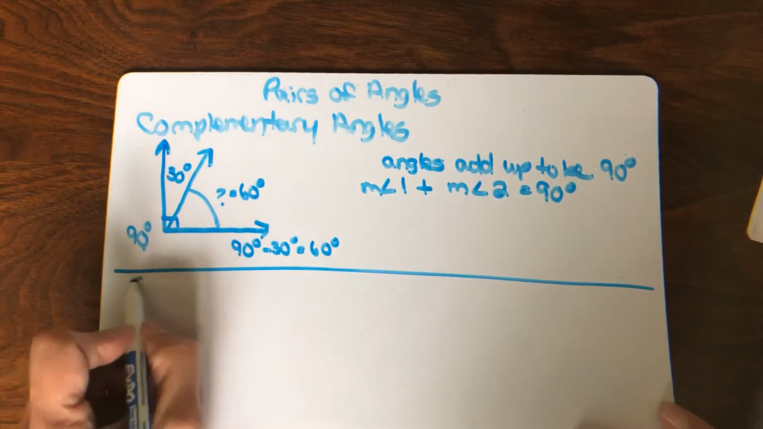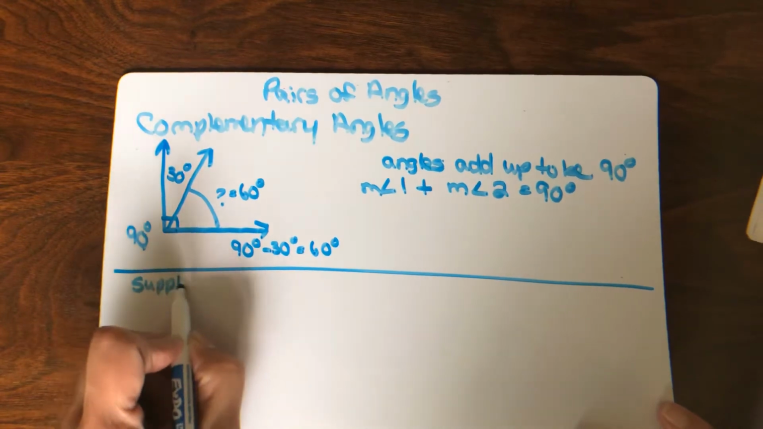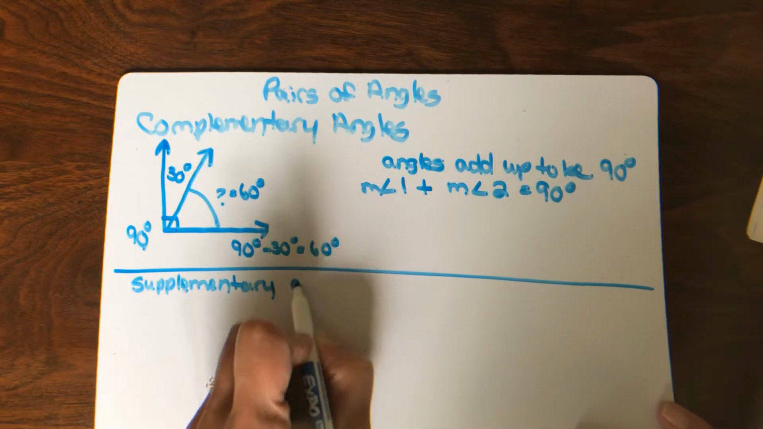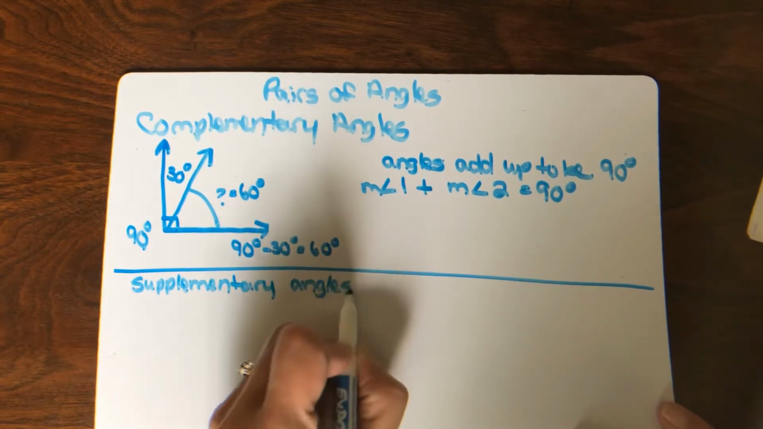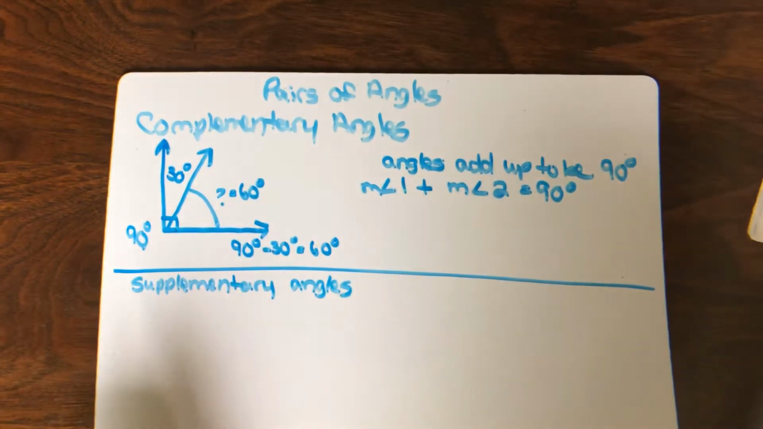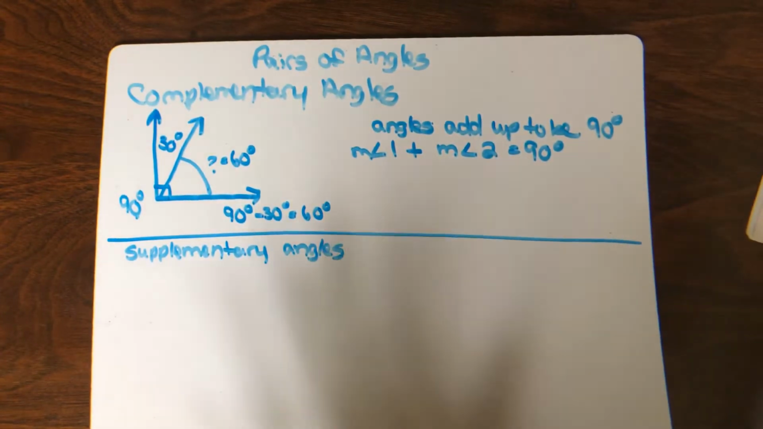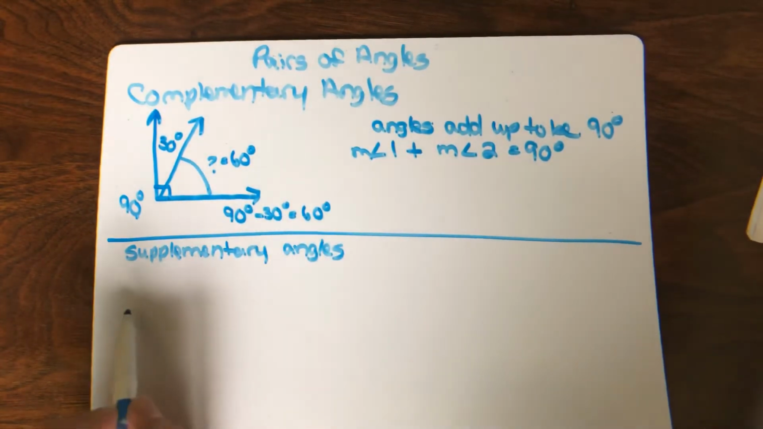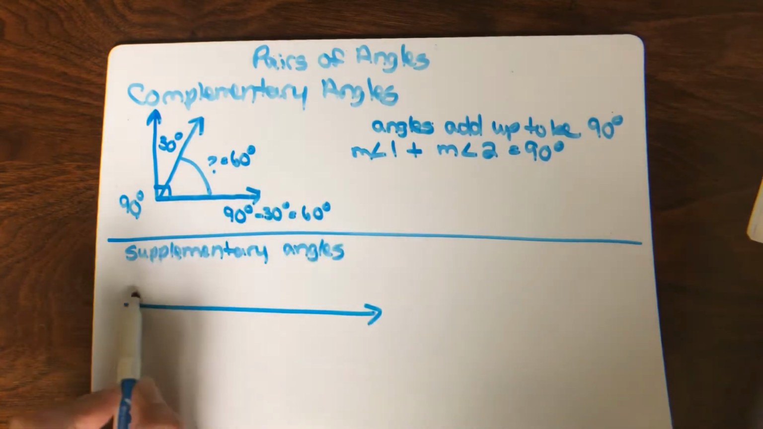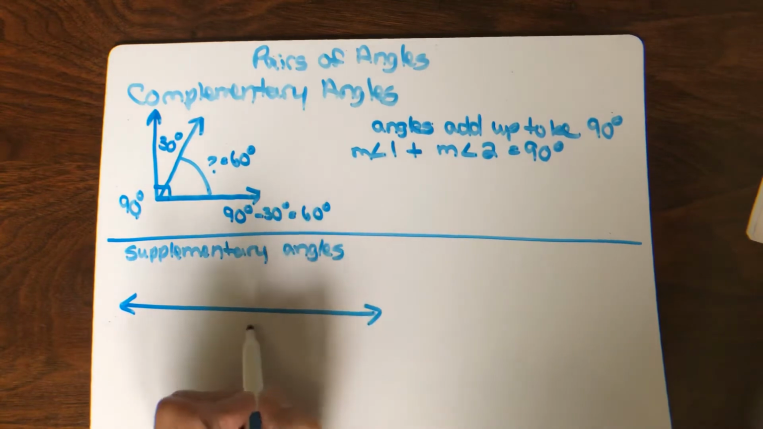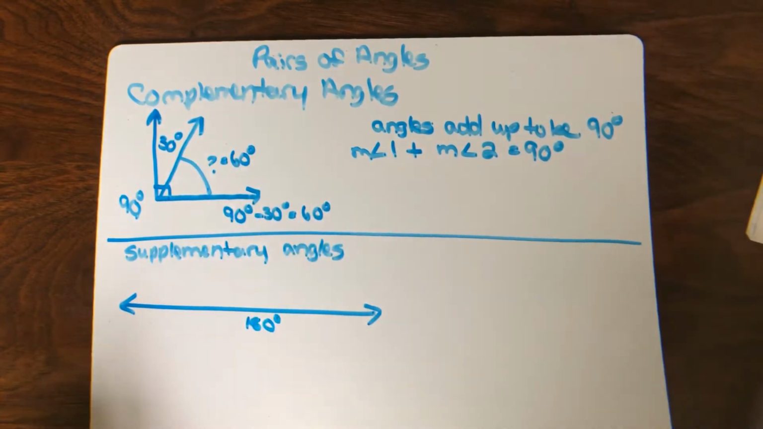Now, supplementary angles. It's a little bit different, but basically the same concept. Supplementary angles are angles whose sum is 180. So if I give you this, what type of angle is that? Straight angle? Yes, you are exactly right, which measures to be 180 degrees.